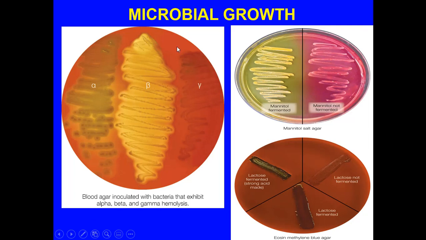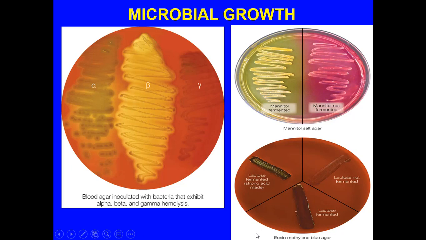Here, we had the sheep blood, and you've got alpha here, that greenish coloration, beta here, that yellowish, and gamma hemolysis where there's no change at all. When we had mannitol salt agar, here we have mannitol that's not fermented. Well, it's kind of turning a little, it still stays red, okay? But mannitol fermented, look at that. You got a definite color change all around it.